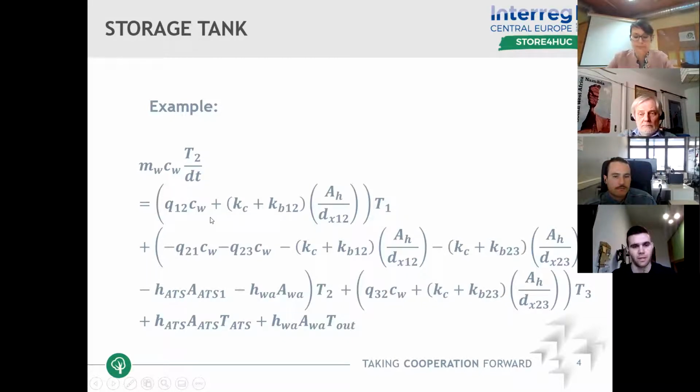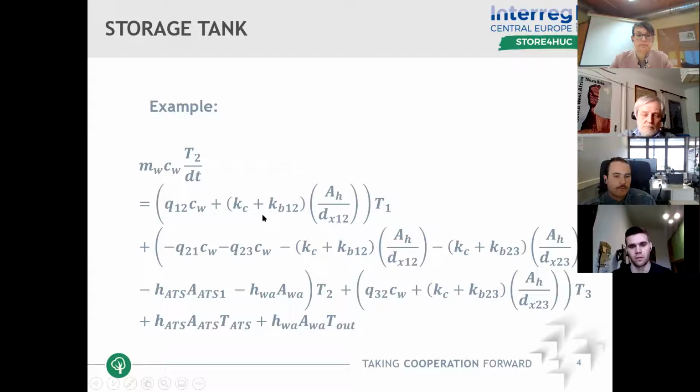We have here some flows, Q12 and Q21. This is the flow through the tank, and one of these two flows is always 0. This is because the flow at each moment can go either up or down, and it's actually a difference between the flow that comes into the tank from the geothermal side and the flow that goes to the consumers, the flow demand.